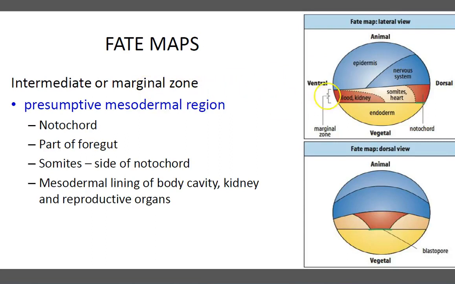And then next, the intermediate zone will now be your presumptive mesodermal region. On the dorsal side, that's where your notochord will form, and then part of your foregut, which would be the upper part of your GI tract. And then somites, which will form part of your muscles, and then the mesodermal lining of the cavity, so the cover of your body cavity, and your kidneys and reproductive organs.